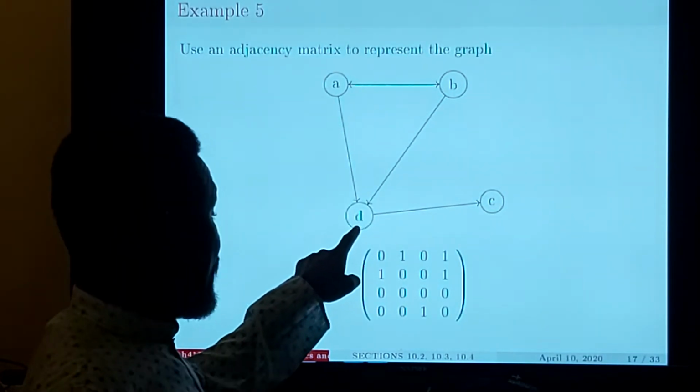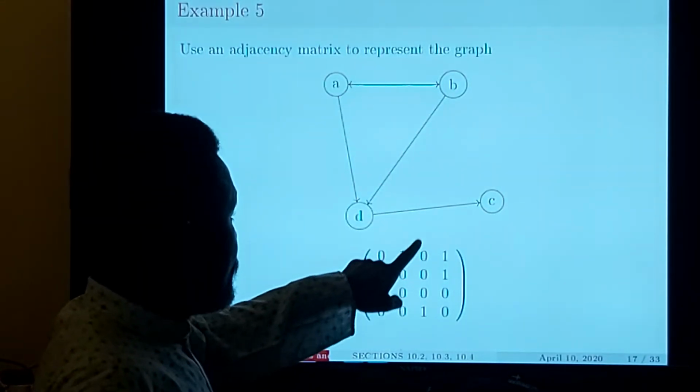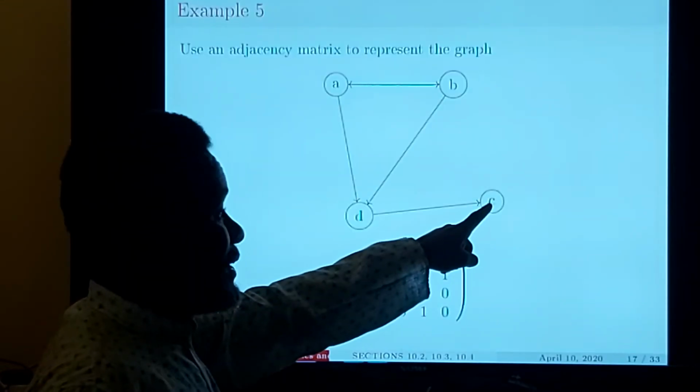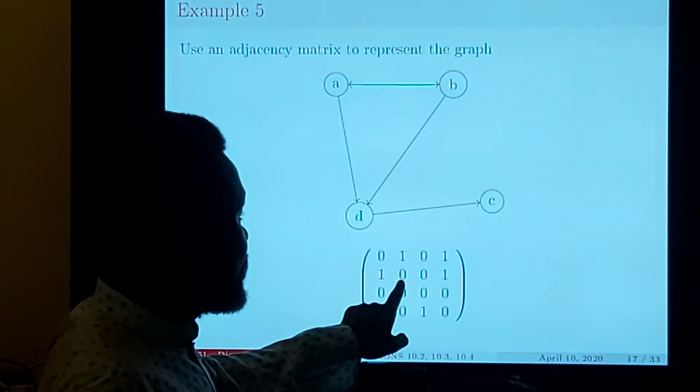Now check if we do the other way around. B to A is 1. B to C, well, is 0. B to D is 1. B to B is 0, by the way, I didn't say that.